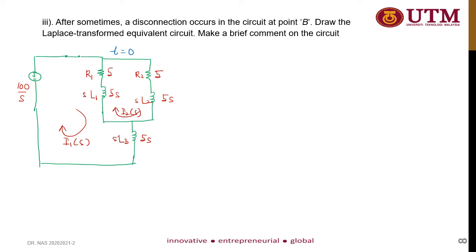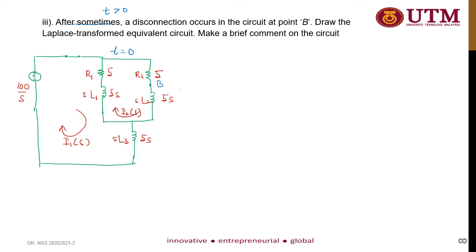Now after some time, meaning at t larger than 0, disconnection occurs at point B. The point B is somewhere here. Disconnection means the circuit is open at this point. So what happened when there's a disconnection at point B? After some time, meaning at t equal to 0, there's current flowing through the inductors. Therefore you need to consider the initial current crossing all the inductors.